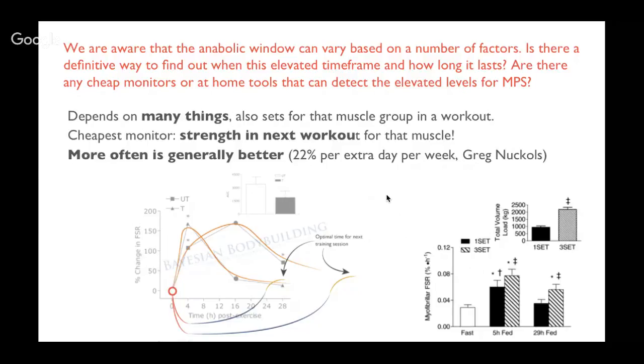But often spreading your total volume over more sessions is beneficial. Like the recent meta-analysis from Greg Nuckols showed, it gives 22% extra muscle growth if you add 1 session per week. So 4 sessions would give 100% muscle growth, then 5 sessions would give 122, then 6 sessions would give about 146, 147, etc. So that's something to keep in mind.